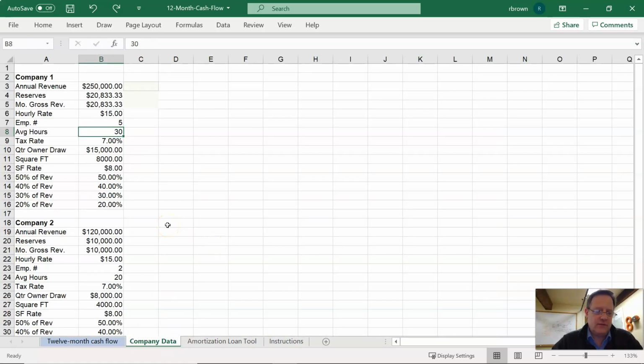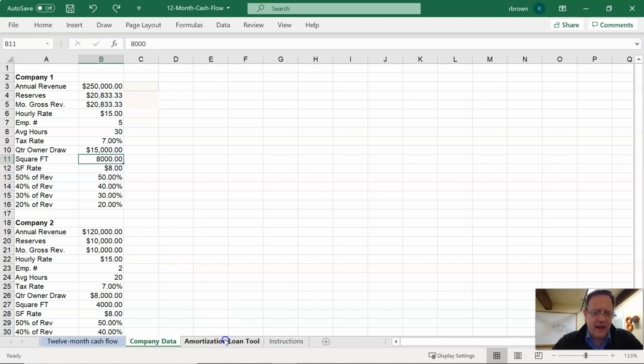And here, just for example, I included a couple of assumptions, and you can play with these numbers yourself, but it takes two different companies. One's a company that has annual revenues of $250,000 a year. Some part-time employees, there's 5 earning $15 an hour each, with an average work week of 30 hours. And a quarterly company draw, owner draw, and square footage for some leased space.